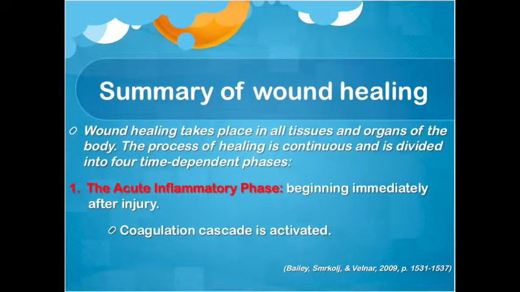Wound healing takes place in all tissues and organs of the body. The process of healing is continuous and is divided into 4 time-dependent phases. Phase 1, the acute inflammatory phase, occurs immediately after injury. The coagulation cascade is activated through extrinsic and intrinsic pathways. Blood changes from a liquid to a gel to prevent excessive blood loss from occurring.